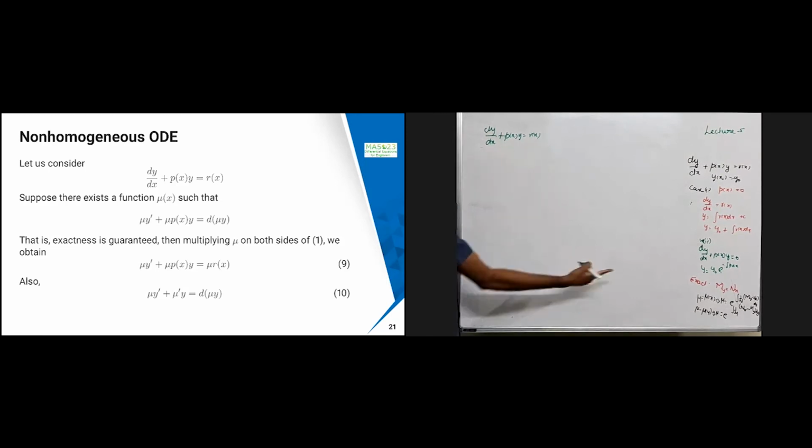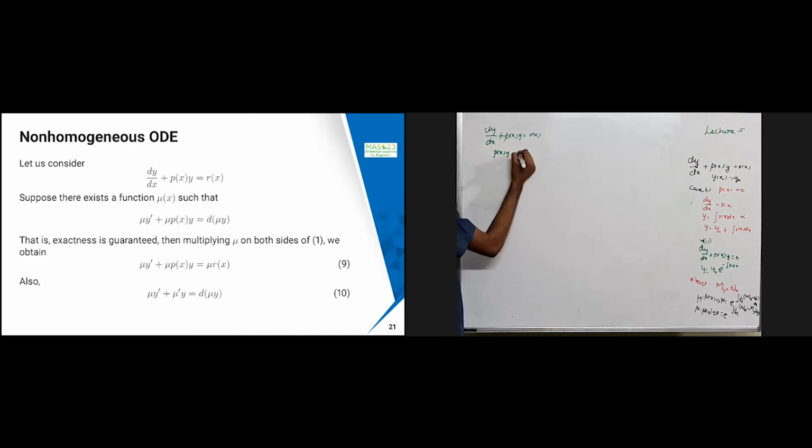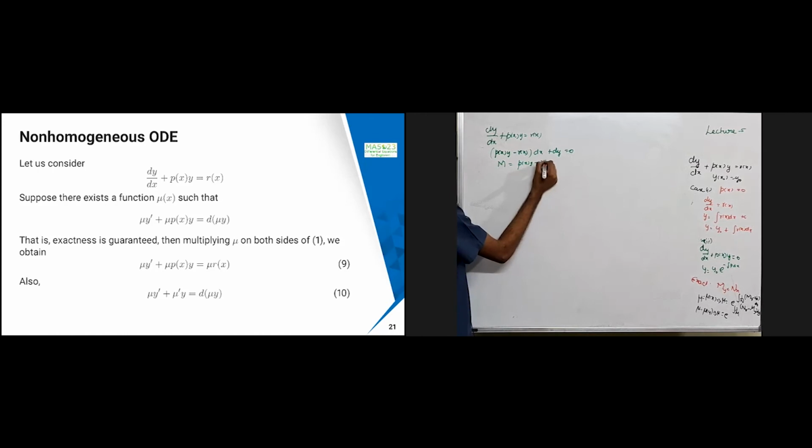So if I write that in the exact form, then we are going to obtain the solution. Suppose if I rewrite this equation, I am going to get p of x into y minus r of x, into dx plus dy equal to 0. So I can find my m is nothing but p of x into y minus r of x, and n is nothing but 1.